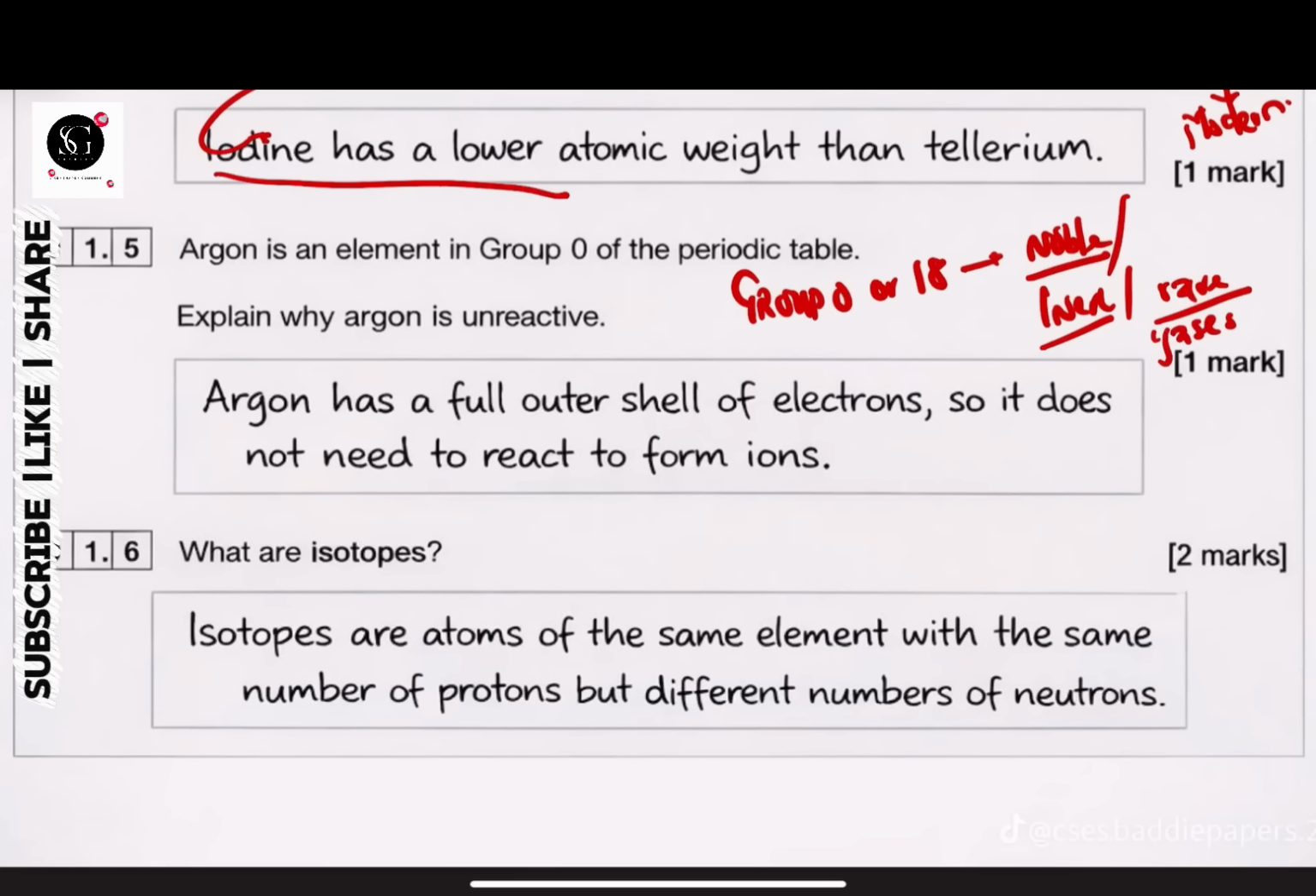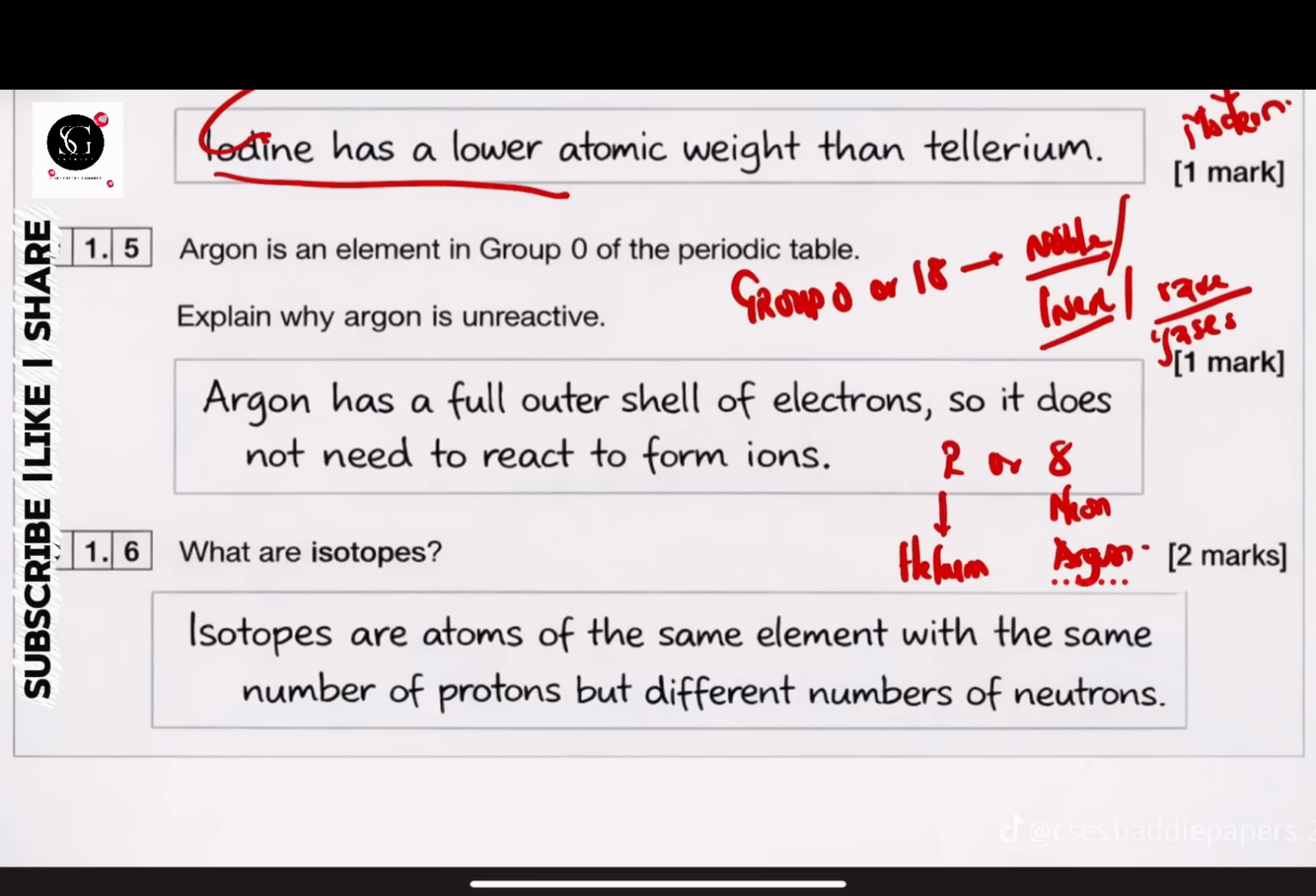So why are they unreactive? It's because they have a completely filled outer shell of electrons. It's either they have 2 or 8 electrons. Example of 2 electrons is helium, while neon and argon have 8 electrons. So the reason why they are unreactive is because they have a full outer shell of electrons and they do not form ions. Because of what? They have a full outer shell of electrons.